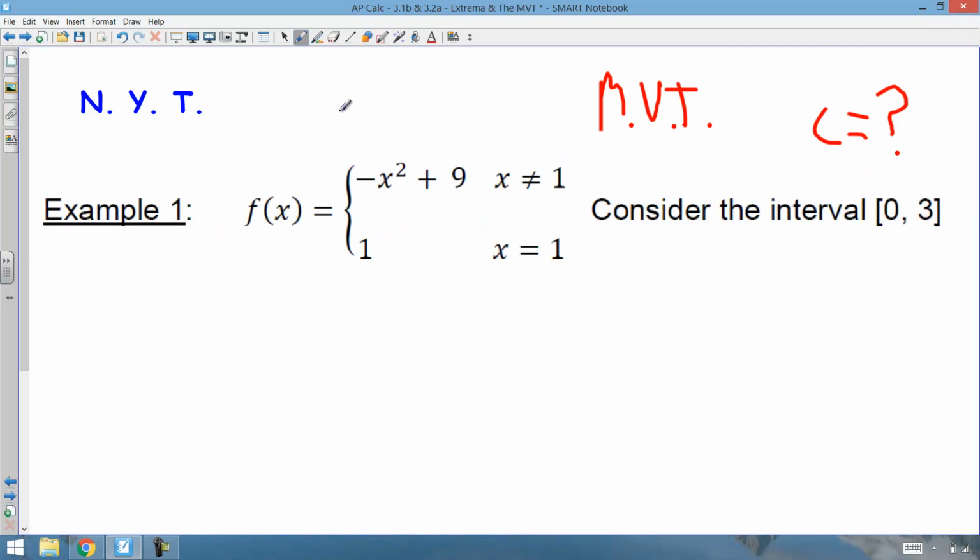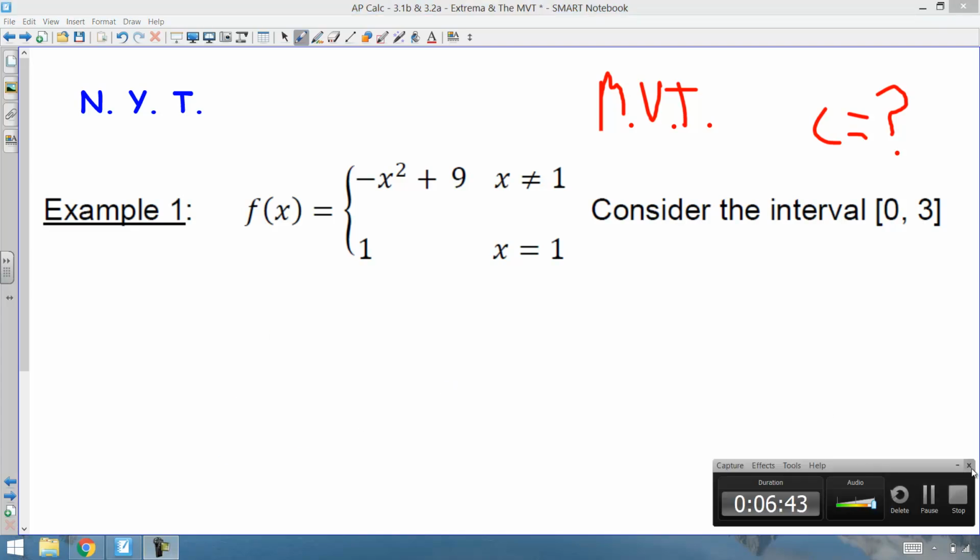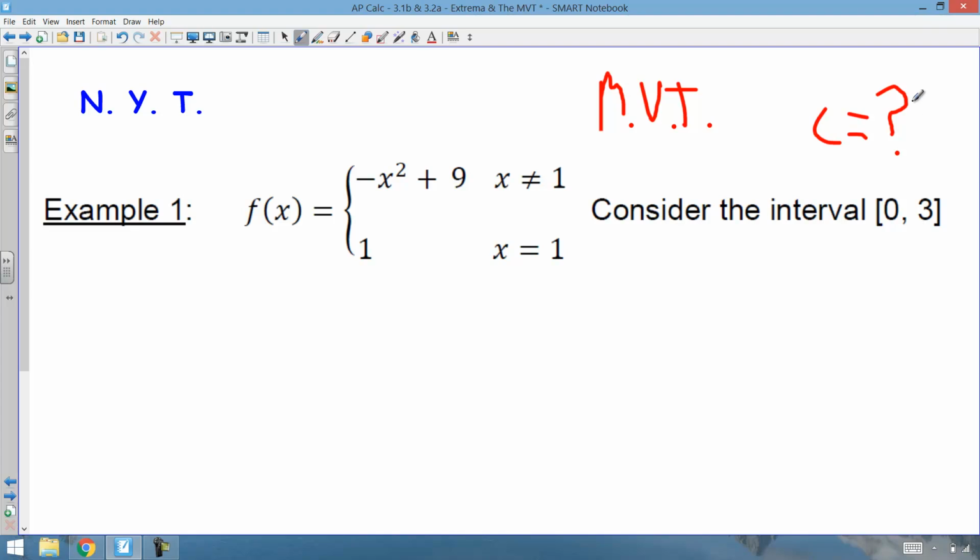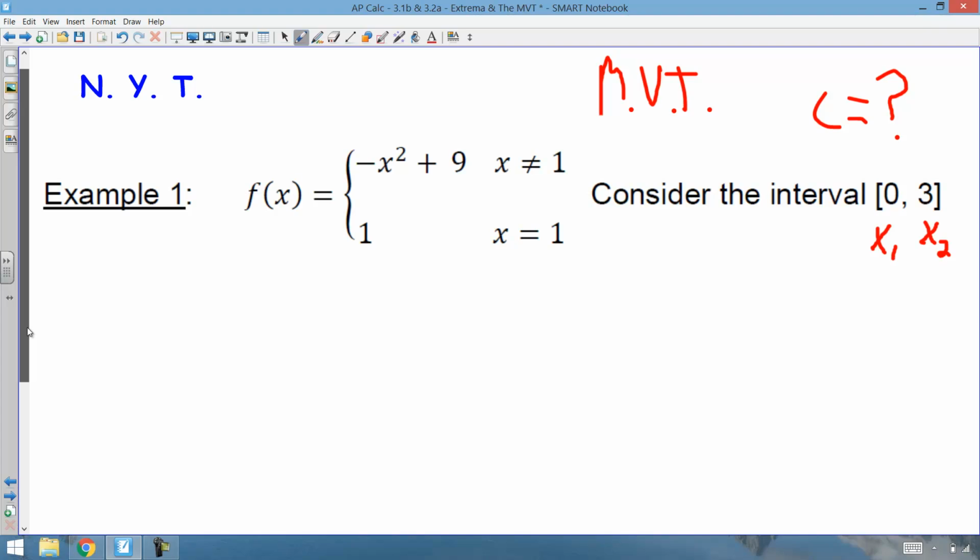And I want you to try this one. If you had the mean value theorem going on here, I just wanted you to find C using the mean value theorem from 0 to 3. And remember, this is an x value, and this is an x value, okay? It's not an x and a y. Try to use the mean value theorem on this problem if you can. If you can't, tell me why you can't, okay? Think about continuous and differentiable. Pause the video, give that a shot.